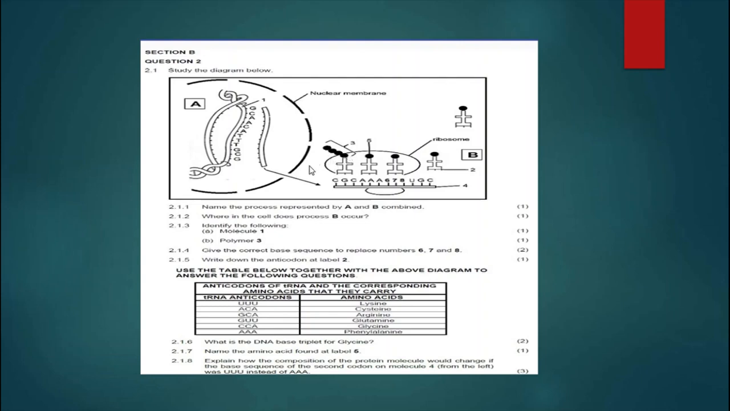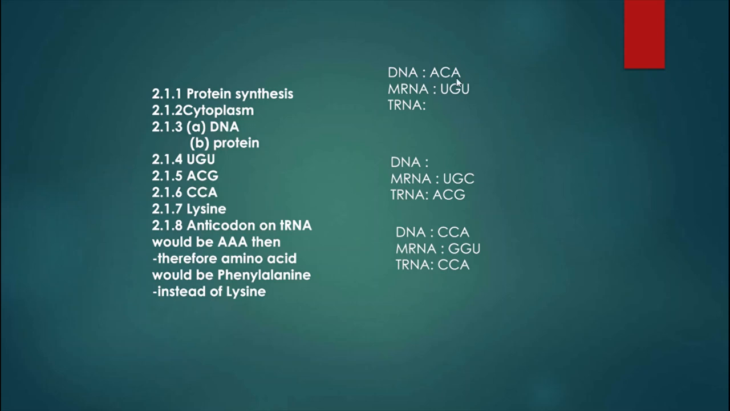Give the correct base sequence to replace numbers 6, 7, 8. We talked about it. We have the first base triplet from the bottom on the DNA molecule, GCG, which pairs with CGC on the mRNA from the left. We have TTT, AAA, ACA, and then this side we have 6, 7, 8. Now, how do we find the 6, 7, 8 that they are looking for in 2.1.4? We're going to write a sequence. Without this sequence, you can never find the answers.